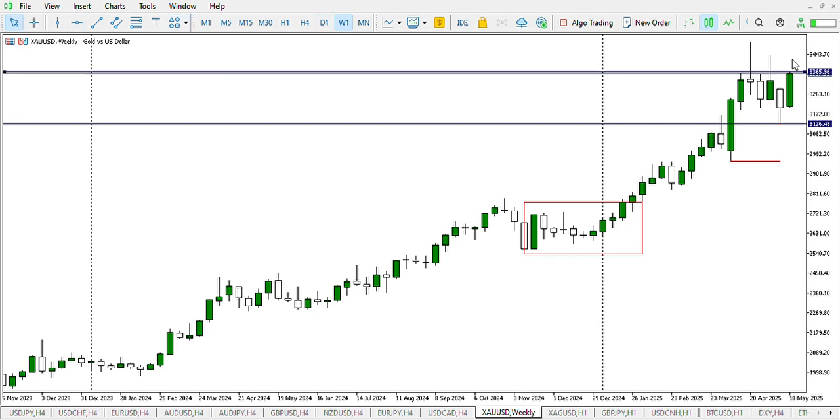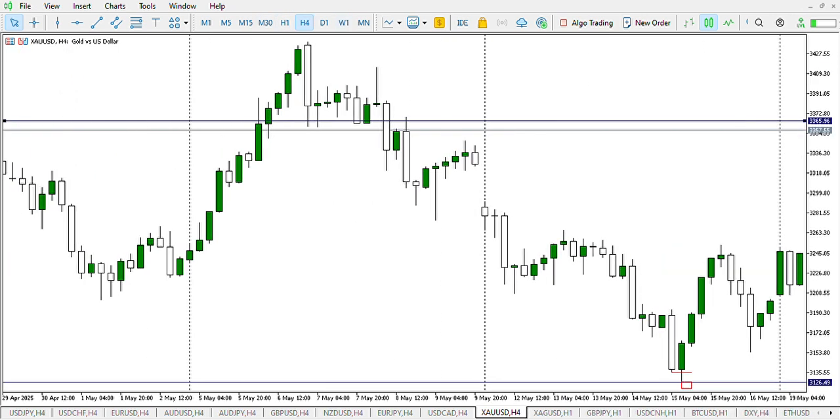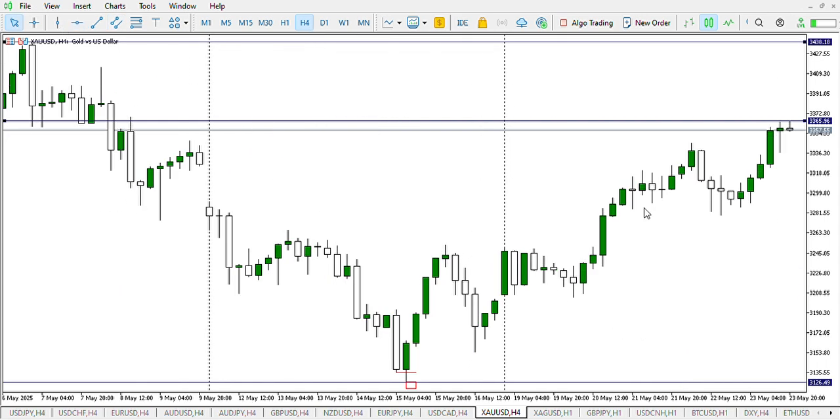Well, I guess we have our two key resistance area for the month of May. We have another key resistance area here, and gold is approaching this level. So once market open, we can expect gold to come and retest this level. See how gold behaves in these resistance areas.